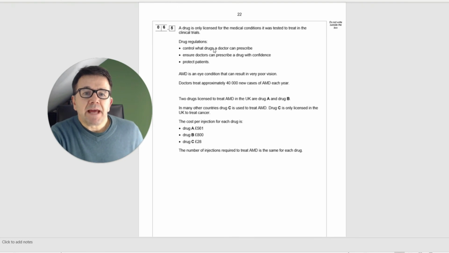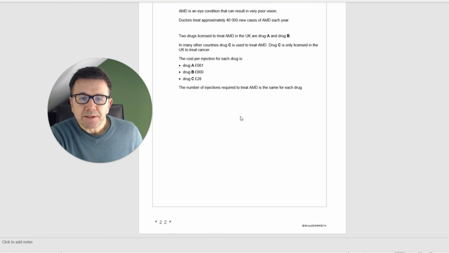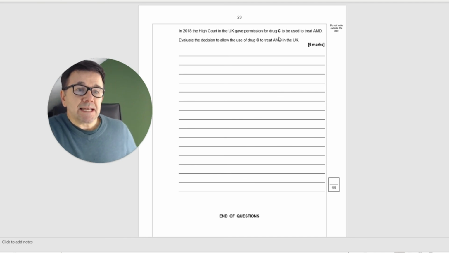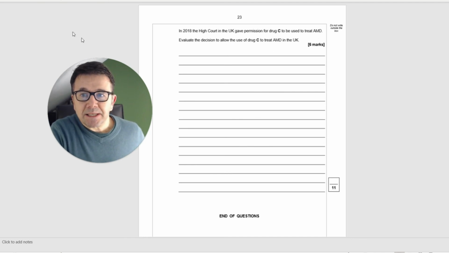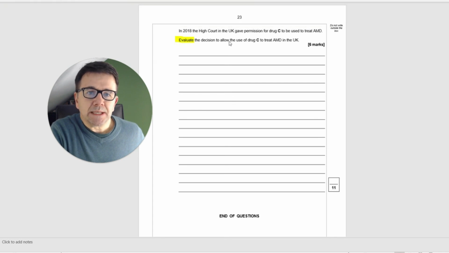And then 6.5, they have lots of information about treating drugs with a clinical trial, and they talk about the different types of drugs that they can use to treat AMD. So they give you lots of information in there, and that information they want you to use in the question. So the question says, in 2018, the High Court in the UK gave permission for drug C to be used to treat AMD. Evaluate, and I will highlight that now, evaluate the decision to allow the use of drug C to treat AMD. So remember what evaluate means.